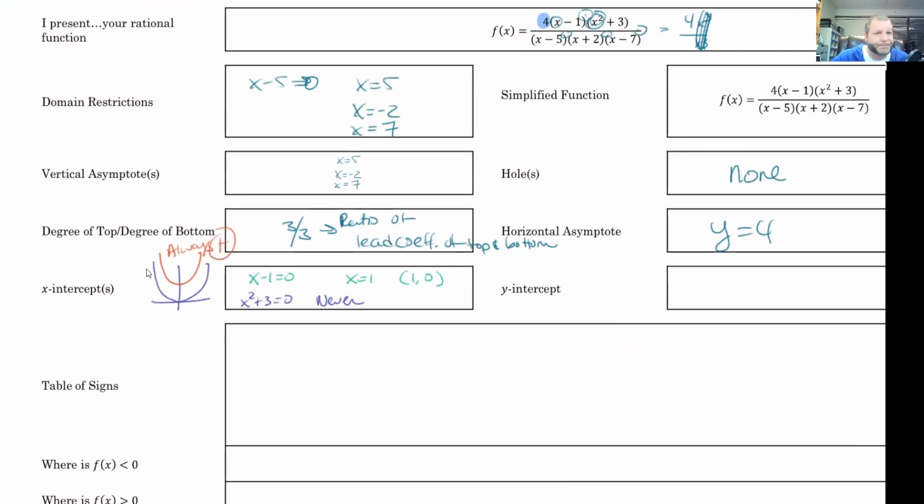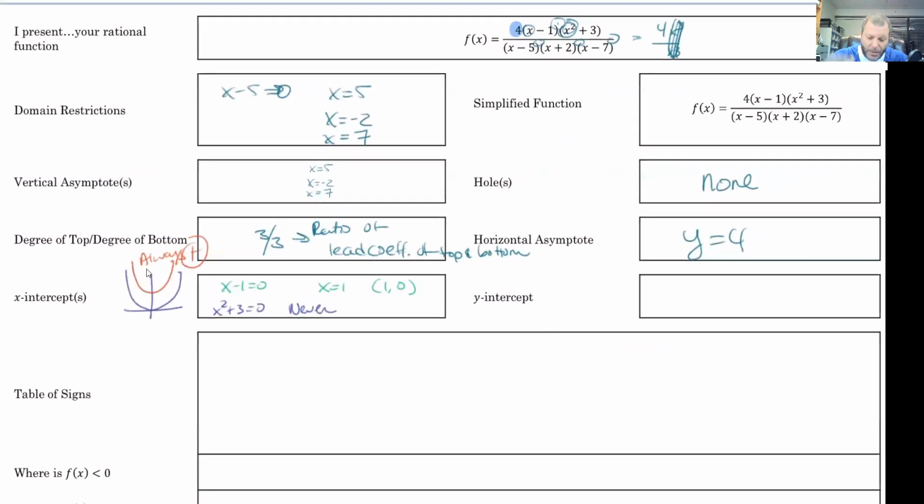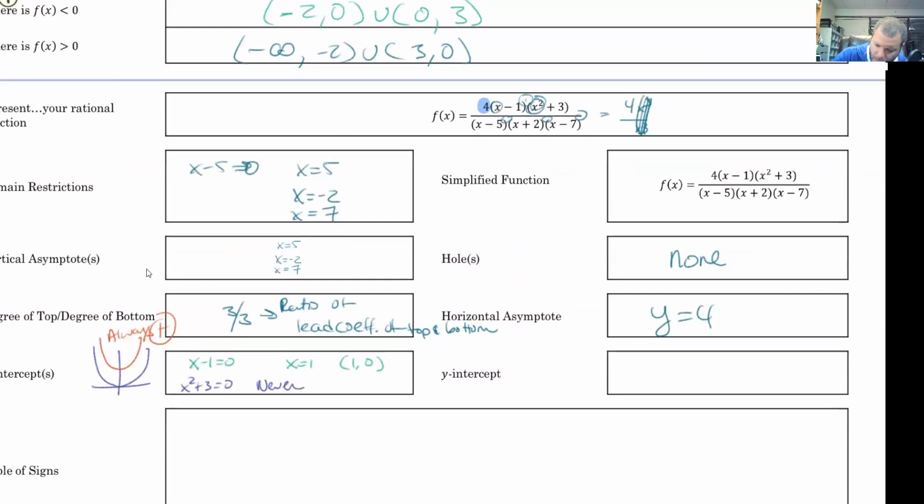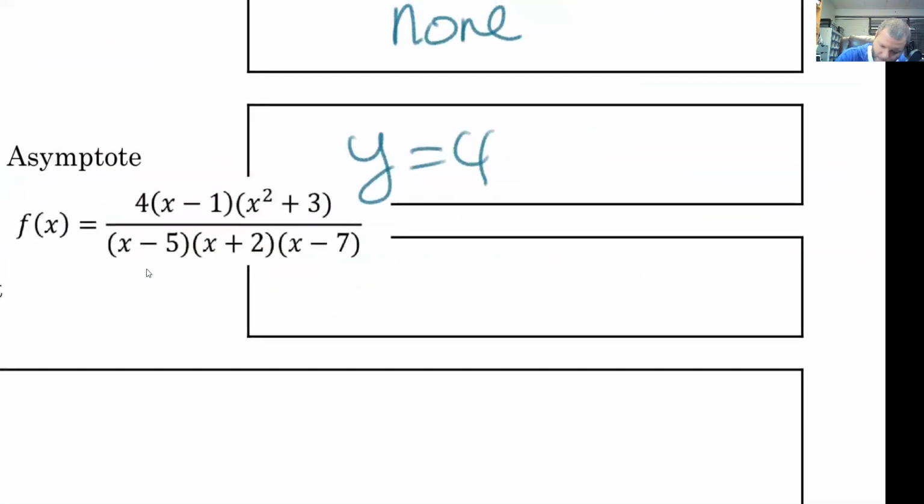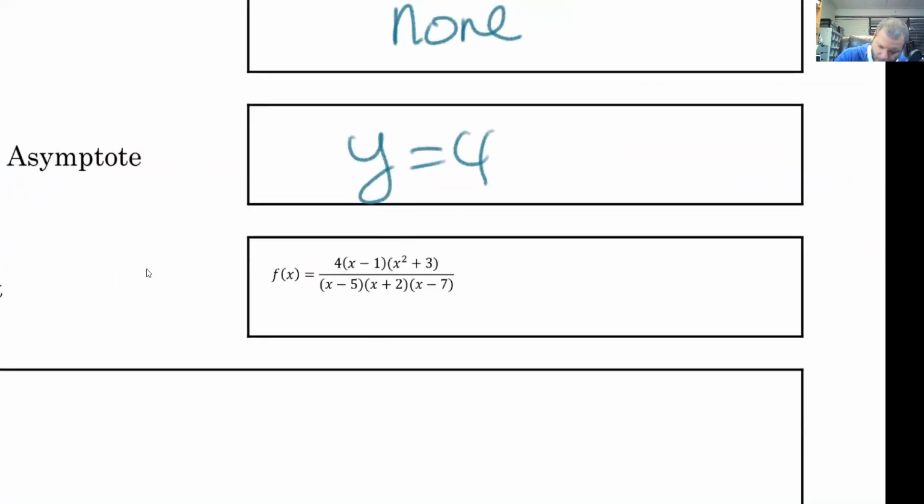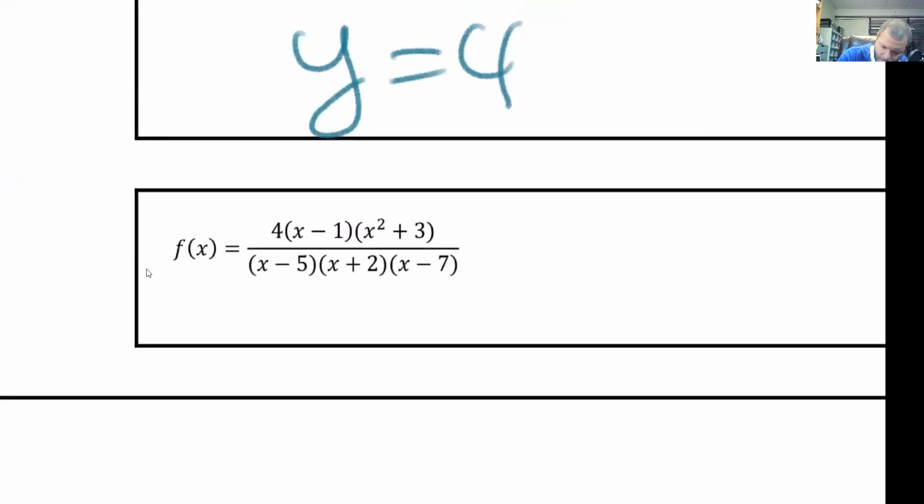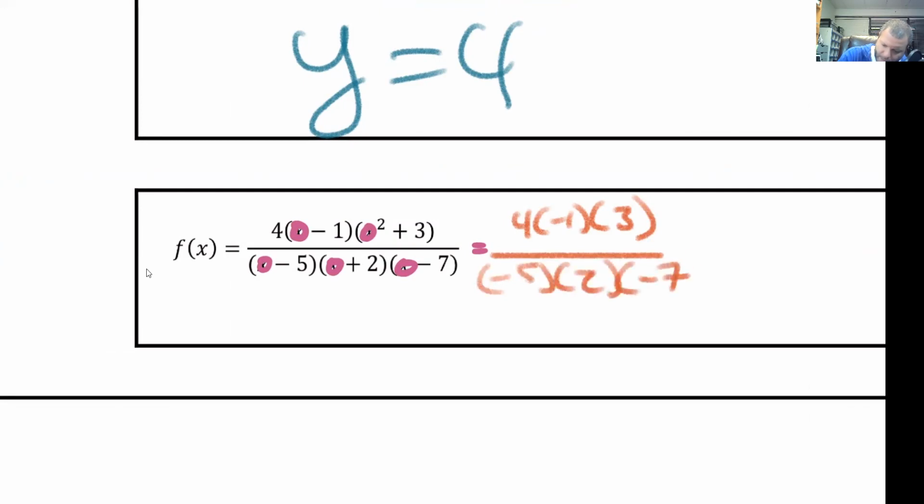positive as well. So then our y-intercept is going to occur when x is equal to 0. If I just plop in a 0 for every x, we would get 0 there, 0 there, 0, 0, 0. So we're going to get 4 times negative 1 times 3 times negative 5 times 2 times negative 7.